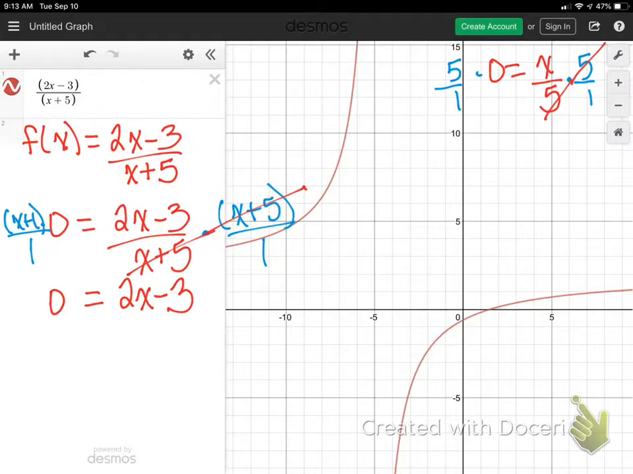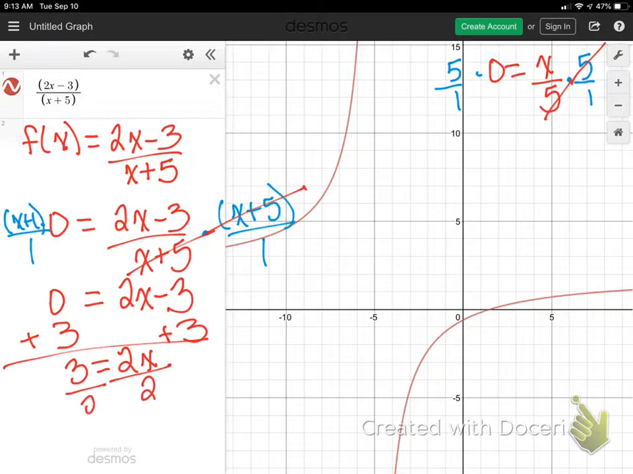So I add 3 to both sides. So I have 3 equals 2x. Divide by 2. So 3 over 2 is my root or my solution. And if I look right there, that is 1.5. 3 over 2 is the same thing as 1.5. And that's where I'm crossing right here. Okay?